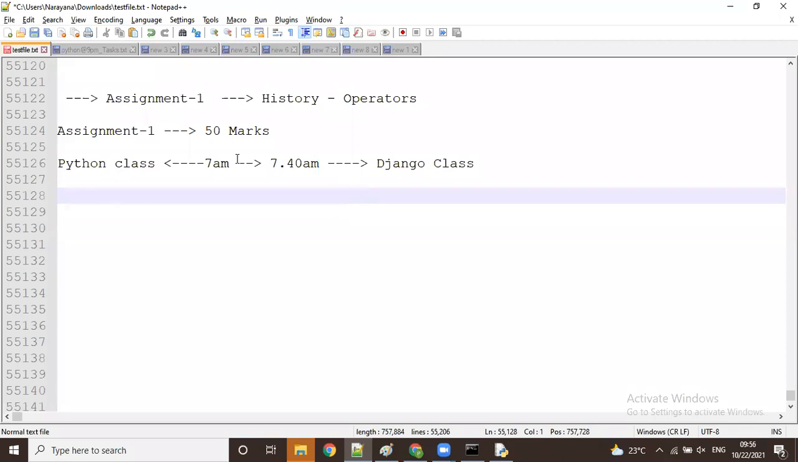The assignment duration: I told you how much gap is there, 40 minutes. I told you 7 to 7:40. This is the assignment duration, right? Okay.